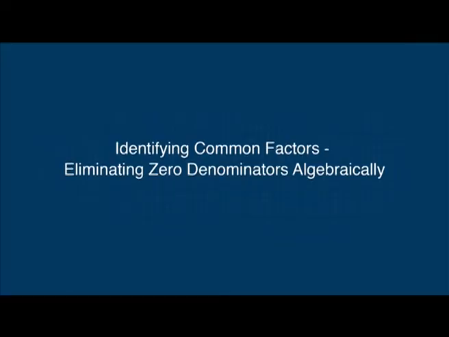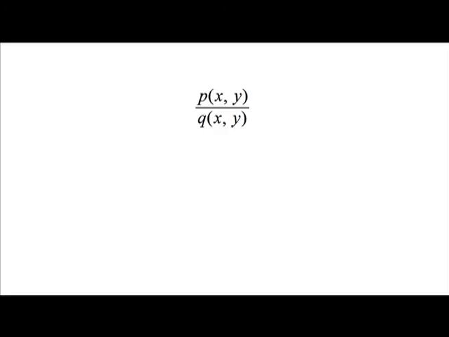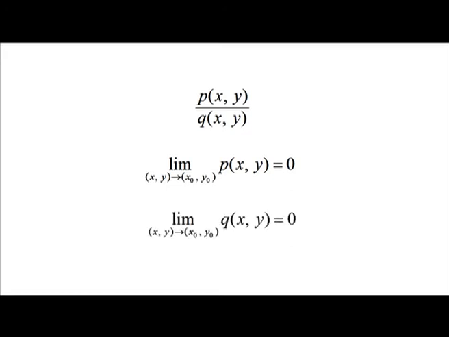Identifying common factors and eliminating 0 denominators algebraically. In case 2, consider a rational function p of x, y by q of x, y where the limit as (x, y) approaches (x naught, y naught) of p of x, y is equal to 0 and the limit as (x, y) approaches (x naught, y naught) of q of x, y is equal to 0. In this case, we multiply the numerator and denominator by a conjugate expression. This is illustrated in the following example.